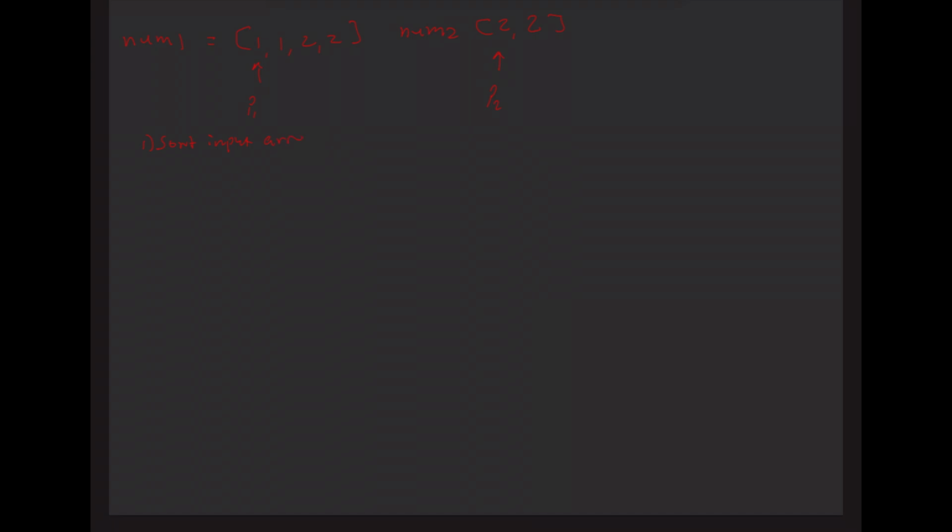array, and then second, initialize the pointers and the result array, and then third, we get that big while loop, and then fourth, you have the if statement checks, and then fifth, you just return the result.